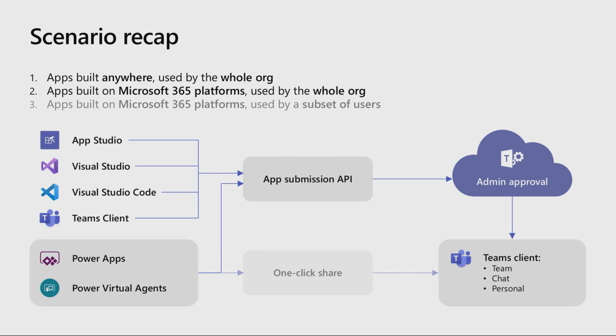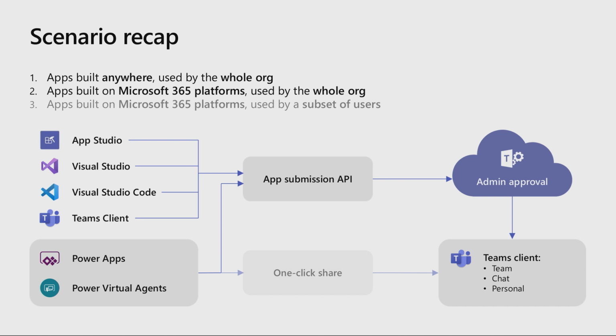So to recap everything that we just talked about, we have a very generic Graph API focused submission feature set that allows you to build an app using any technology or framework you choose, and IDE extensions or the Power Platform itself submit apps into production and allow admins to approve those apps to the Teams client. So this satisfies scenarios for apps built anywhere and intended to be used by the whole organization, or apps built on Microsoft 365 development platforms like the Power Platform.